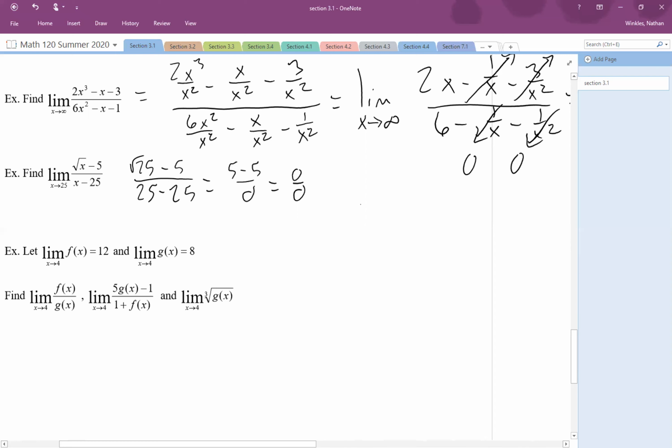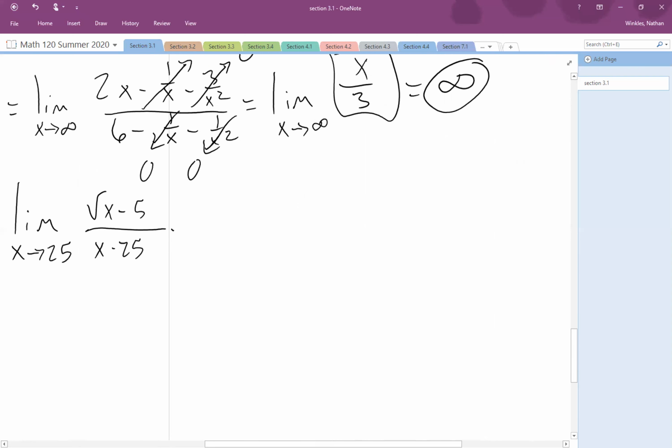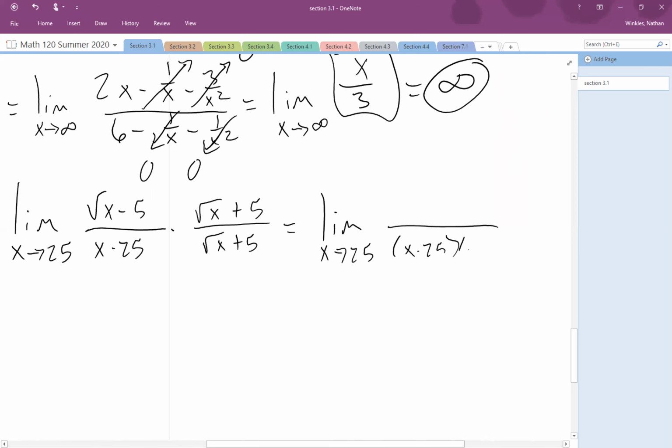So let's think about this and let's do this a slightly different way. There's no way we can easily factor this. But since we have a square root of x in our problem here, we're going to multiply top and bottom by its conjugate. And the conjugate here is the square root of x plus 5 over the square root of x plus 5. So we get the limit as x goes to 25. No need to multiply out the bottom. You can just make it x minus 25 times the square root of x plus 5 for now.